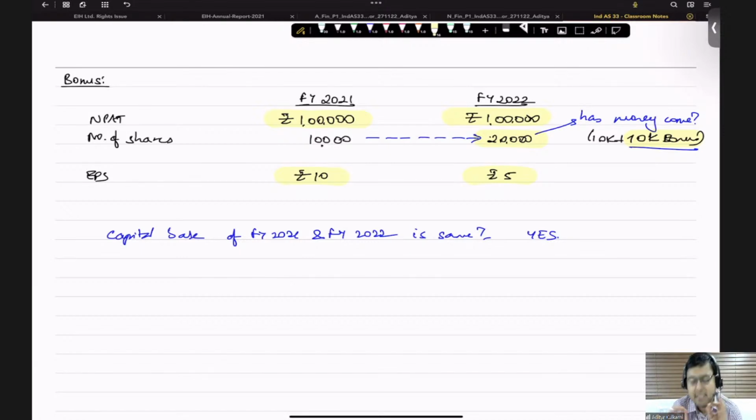Sir, wo kaise? See, these 10,000 bonus shares which have been issued are shares issued without any consideration. That means what? They were always present in the capital structure. These 10,000 bonus shares हमेशा से थे. Sir, कहां पे? Sir, where in the capital structure? They were always present in the capital structure, but not in the form of shares. They were present in the form of reserves.